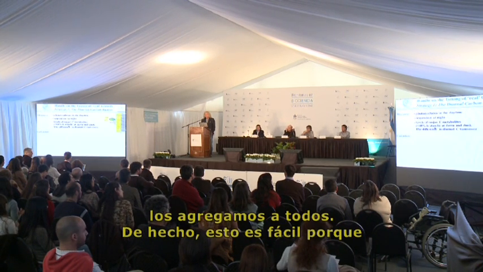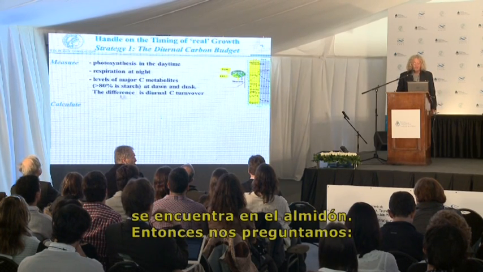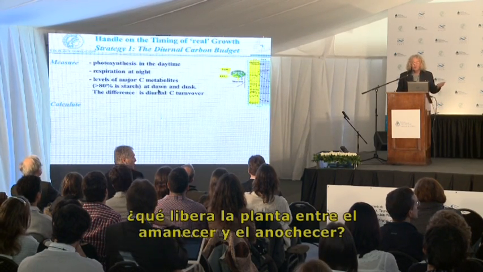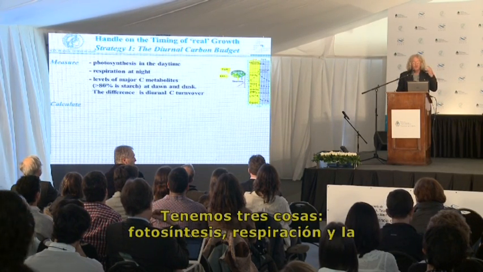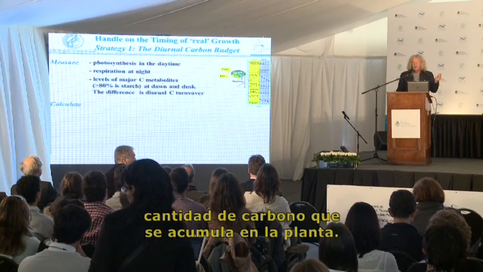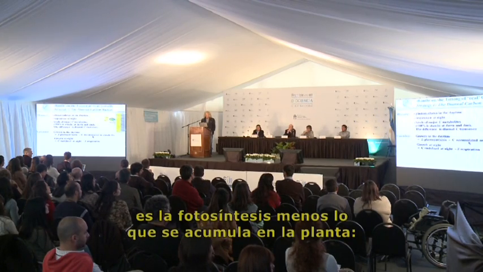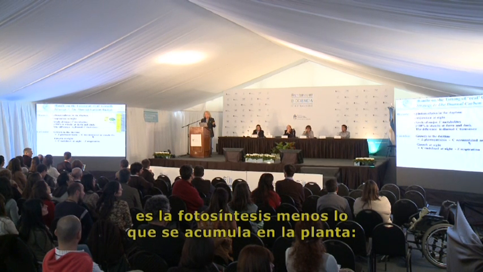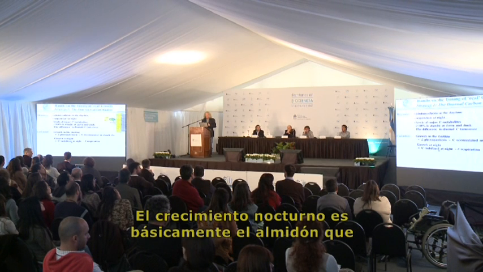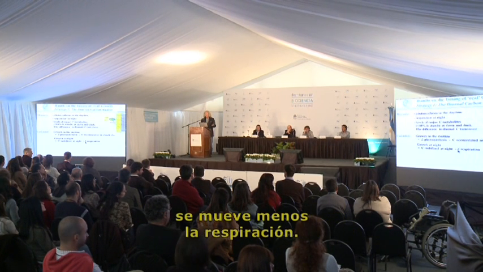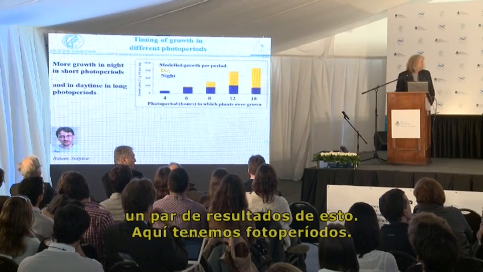In fact, it's very easy because 80% of the carbon which accumulates in a plant is in starch. So we just ask what accumulates in a plant between dawn and dusk. Those are three things: photosynthesis, respiration, and how much carbon is piling up in the plant. Then we can calculate growth in the daytime: it is photosynthesis minus the stuff that piles up in the plant, the starch and other small molecular weight metabolites. And growth at night is basically the starch which is mobilized minus respiration. It's very, very simple. I want to show a couple of results from this.